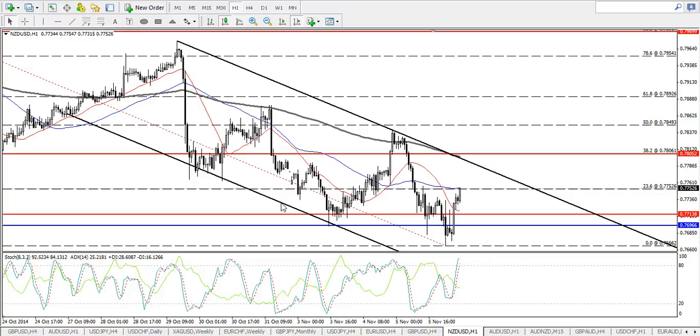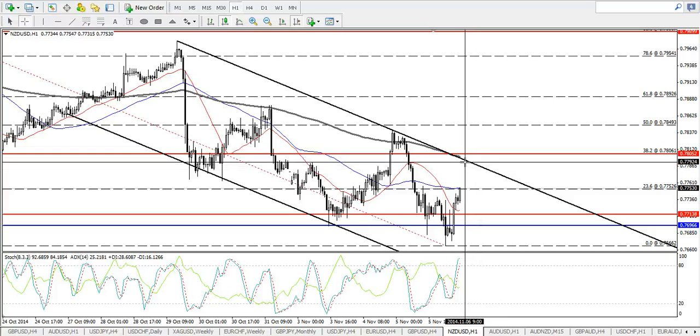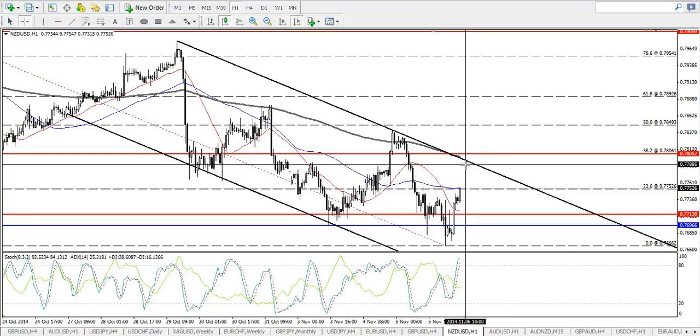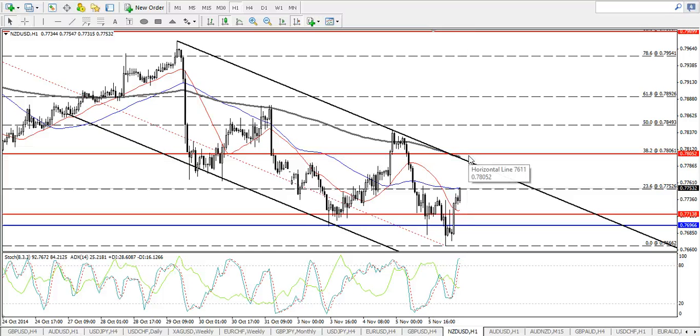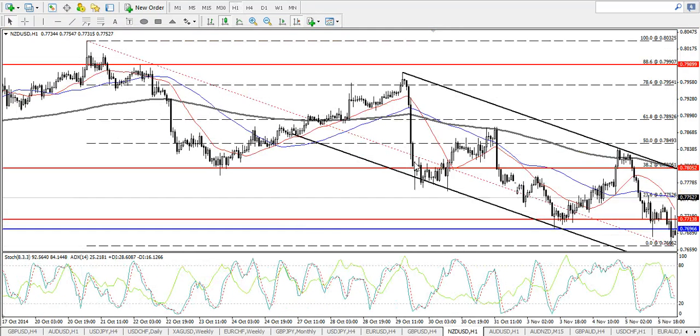So while price is still retracing, the first level we shall look at is somewhere at the top of this trend channel, or if not, somewhere close to the retracement level of 38.2% at the price of 0.7806.